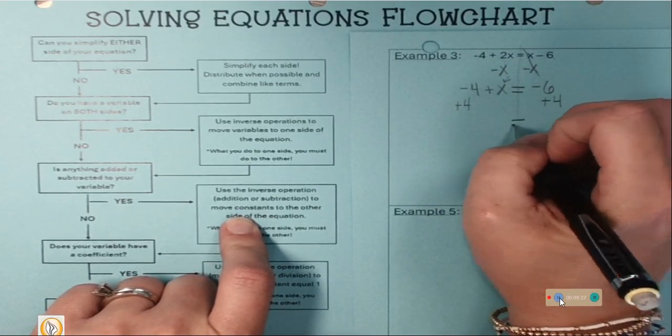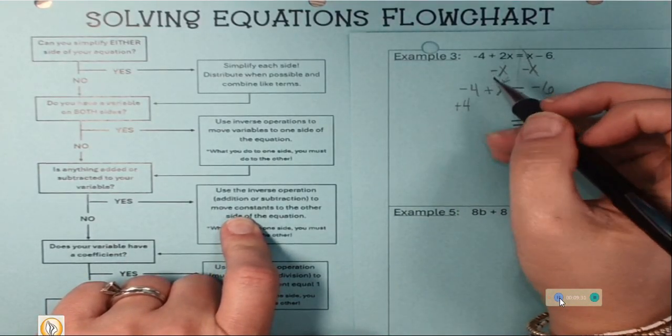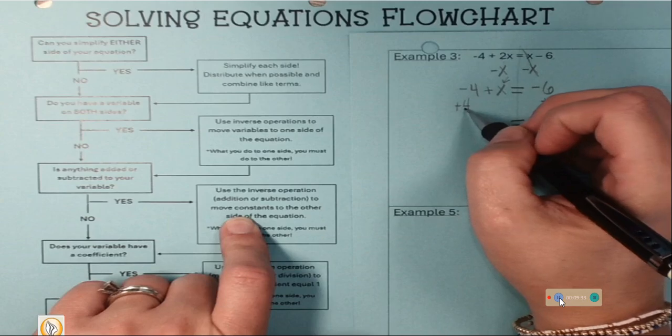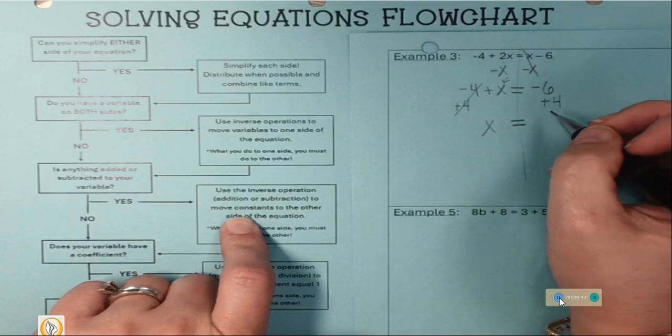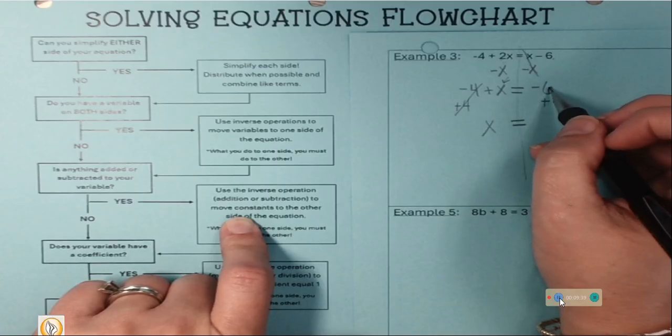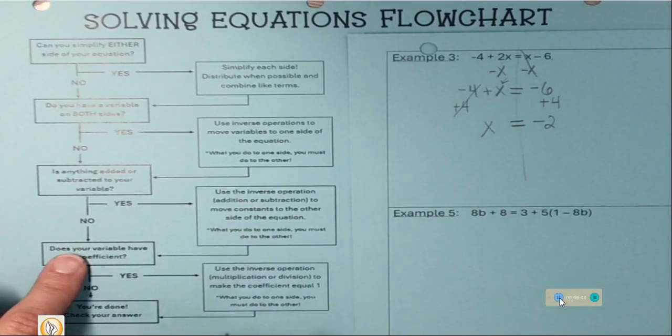So, bring down my equal sign. Equal sign stays lined up with that line all the way down. What is negative 4 plus 4? This is going to cancel, leave you with x. Okay. What is negative 6 plus 4 more? Negative 2. All right, so we go back to here.